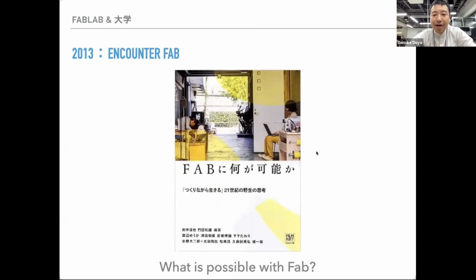And then I encountered Fab in 2030 through this book. The title was What is Possible with Fab? I thought that Fab is very effective in forming a culture of trying and making.